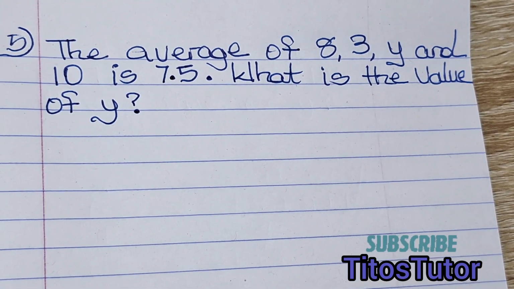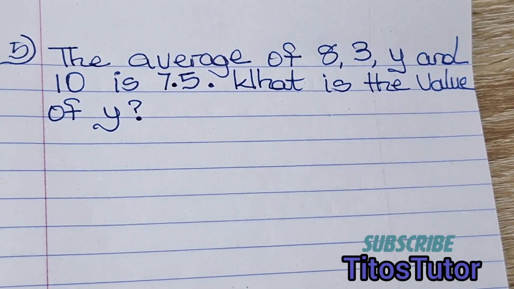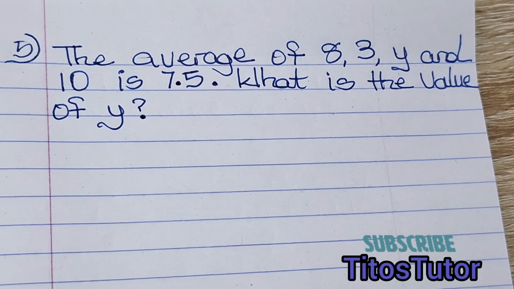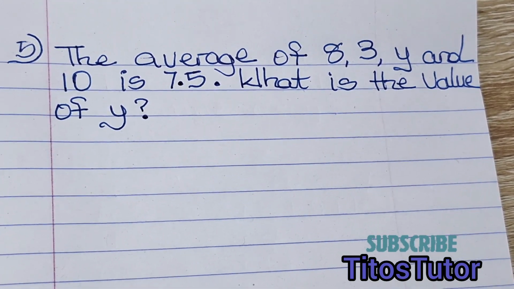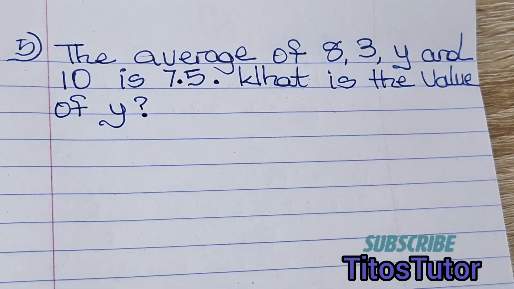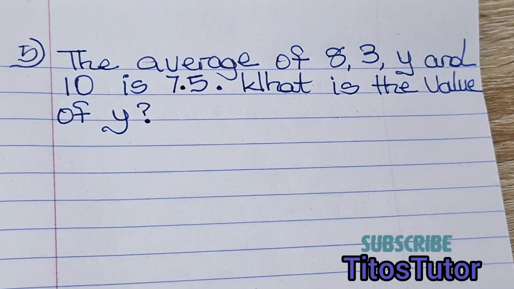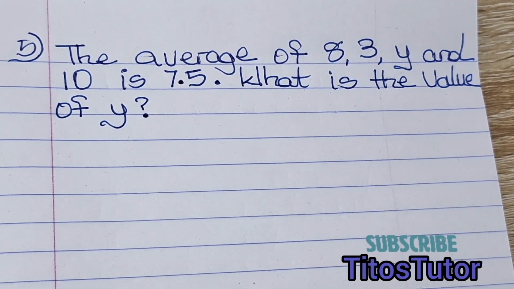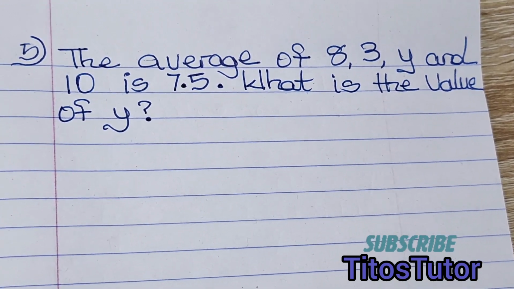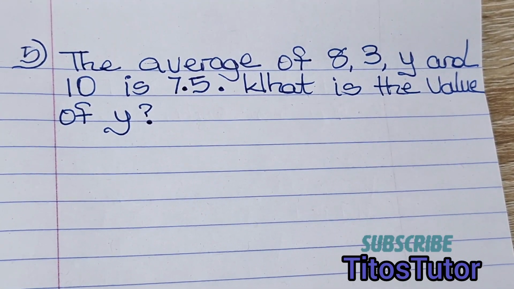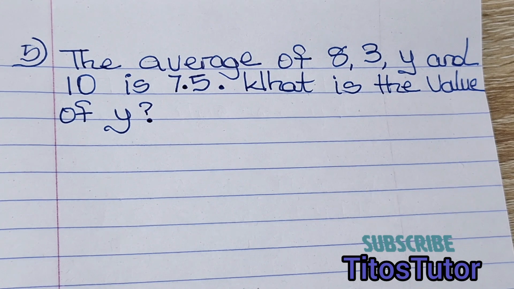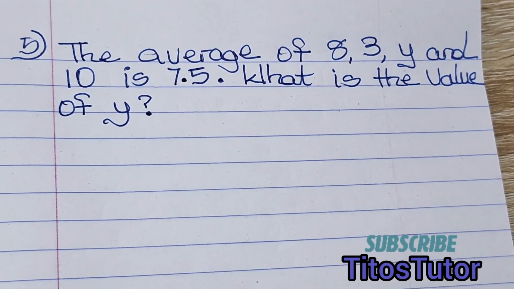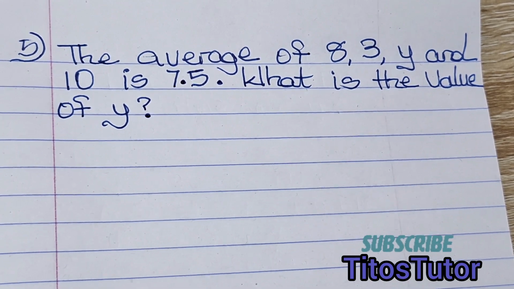Okay, so this is our last question for today's video, and it says the average of 8, 3, y and 10, 4 numbers, 8, 3, y and 10 is 7.5. What is the value of y? Average means add up all your numbers divided by the total number of numbers that are there. In this case, which is 4, it gives you the average.